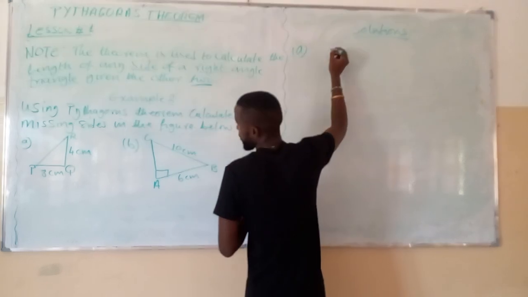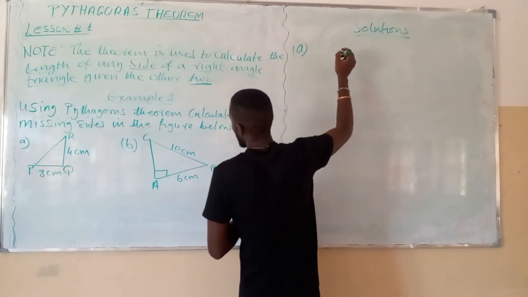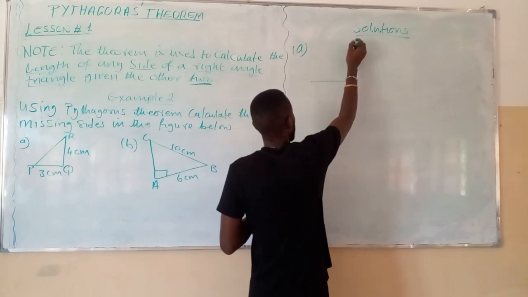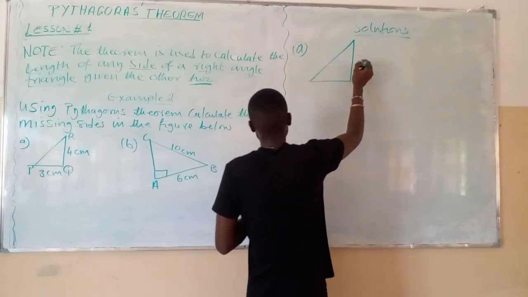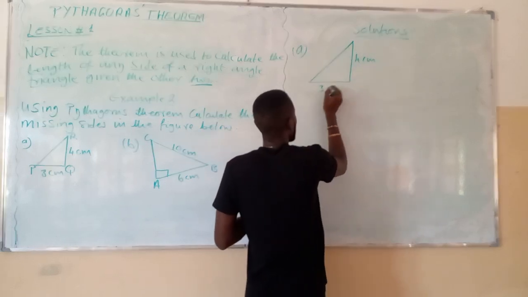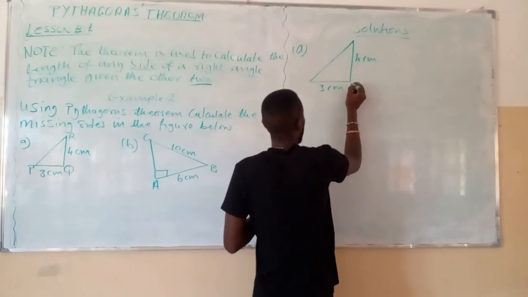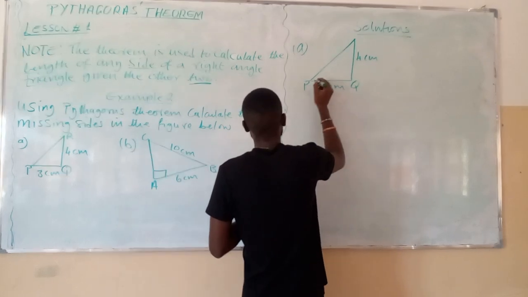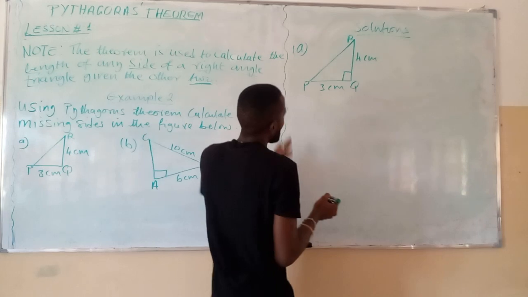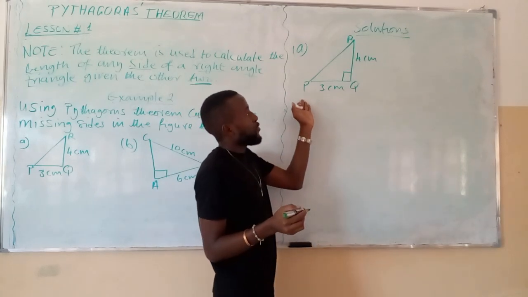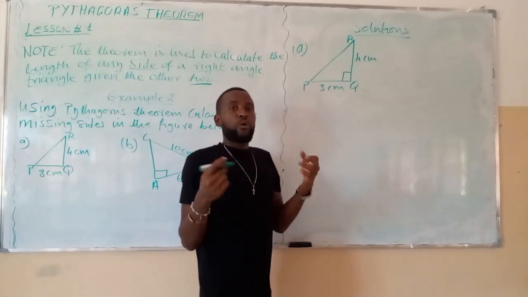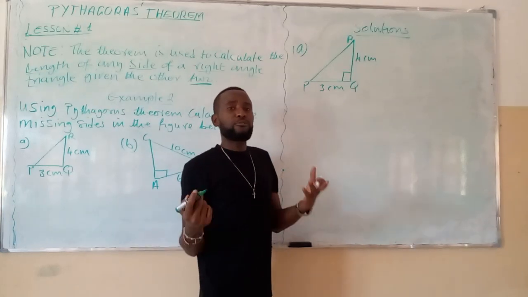We have a triangle. Let's redraw the triangle. We have a triangle which is drawn in this manner, and they tell us that this side is 4 centimeters, and this side is 3 centimeters, and this is Q, this is P, this is R, and always remember this is a right angle triangle. They have given us two sides, and they ask us to find the other side. So we are going to use the Pythagoras theorem to find this side.